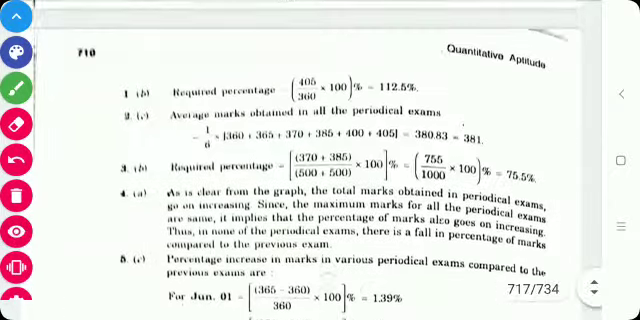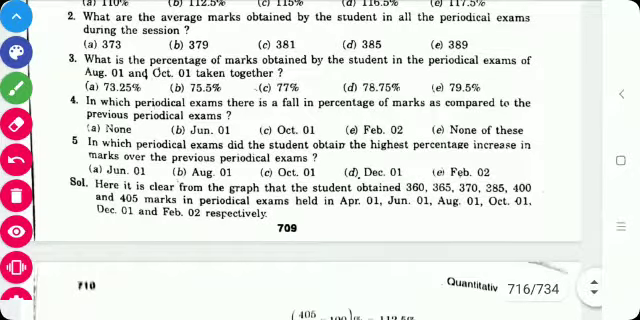Okay. So this is the line graph, and we have to answer the questions according to that line graph.